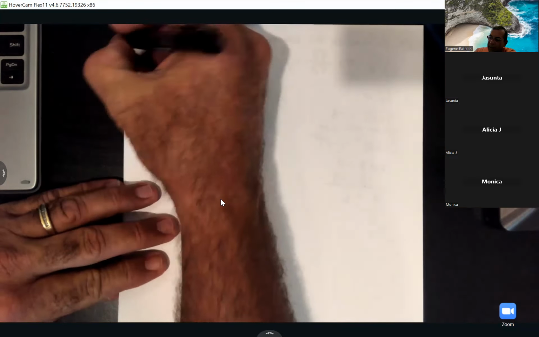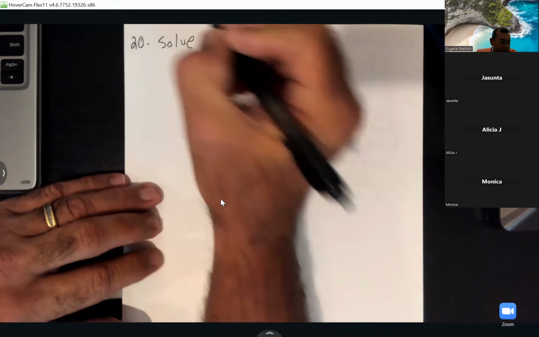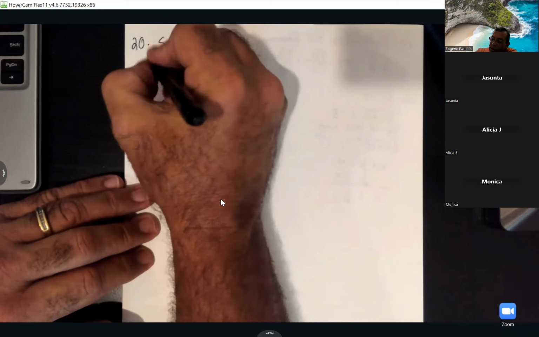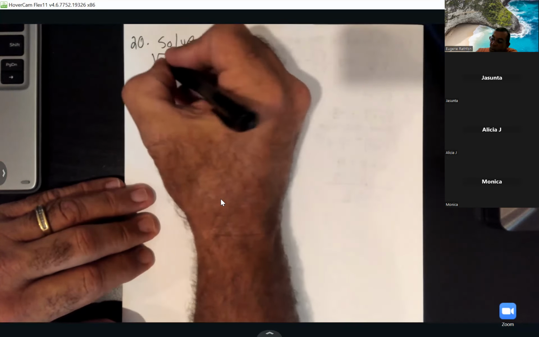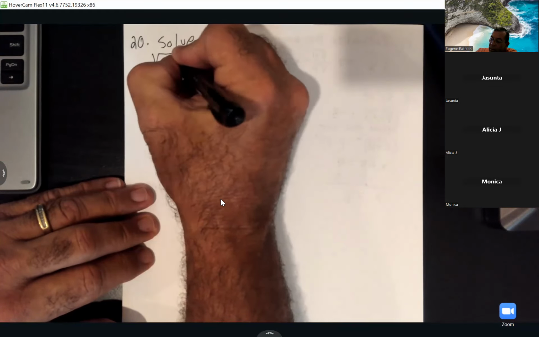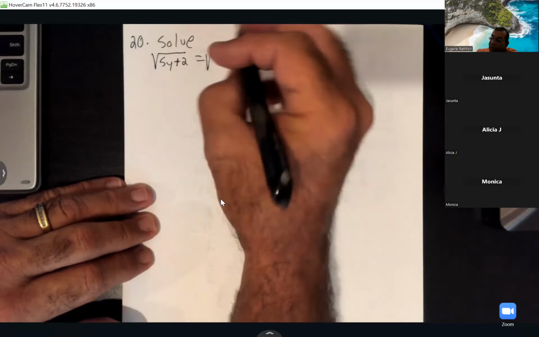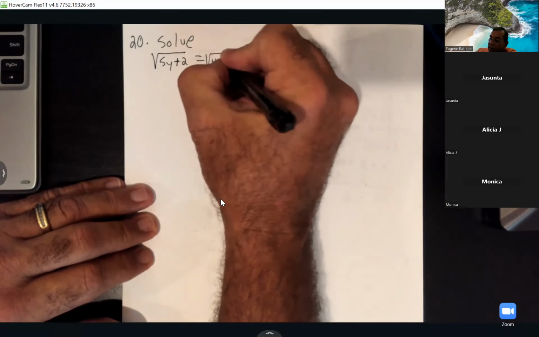All right, y'all. Then we had one, number 20. Now, this one's intimidating, but it's probably one of my favorites on here. It says solve. On one side, they got a square root of 5y plus 2. Y'all, that's going to equal the other side, which is a square root of 4y plus 6.